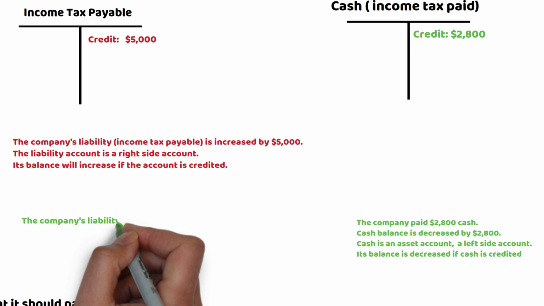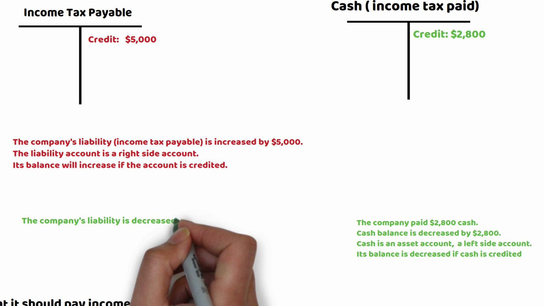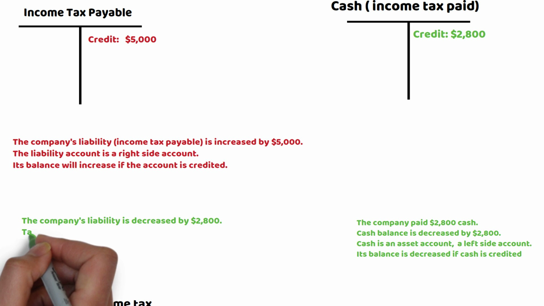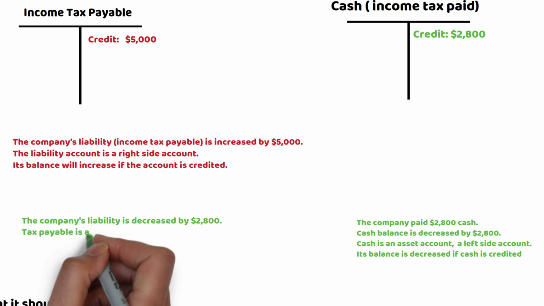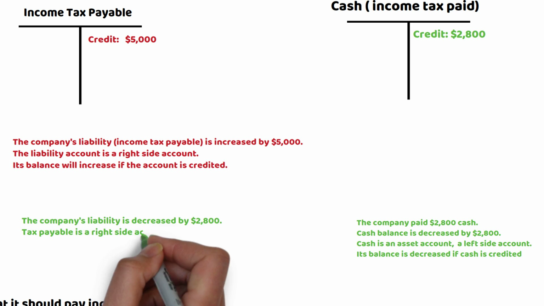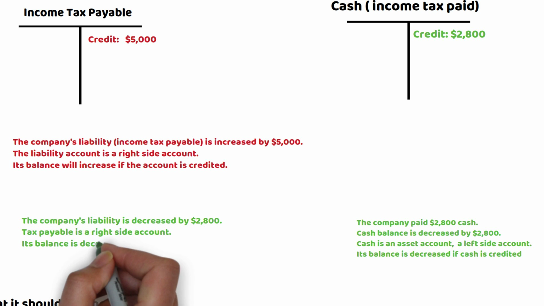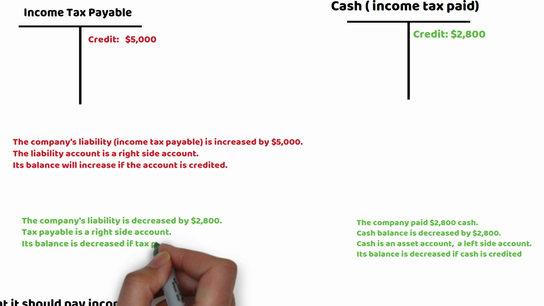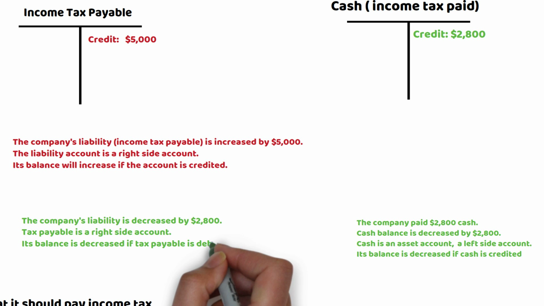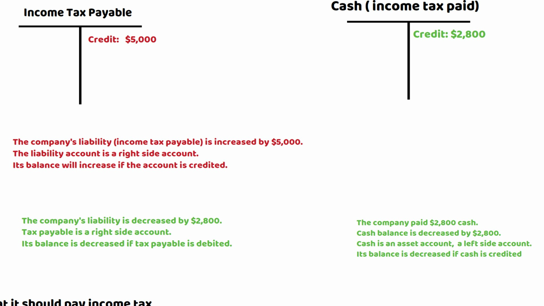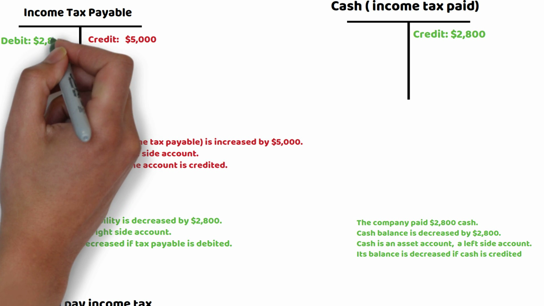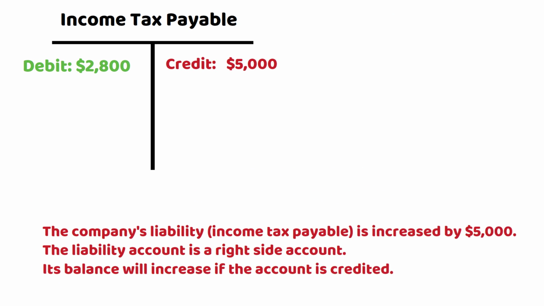So the company's liability will be reduced because right now you don't owe $5,000. So that liability, tax payable, is a right side account. Okay, it has a normal credit balance. So if you want to decrease that balance, you have to debit that account. So we're going to debit $2,800 to the left side of the account.